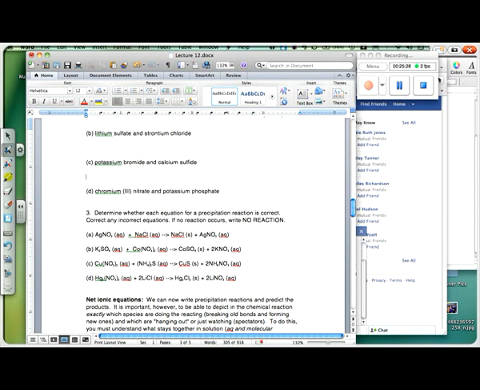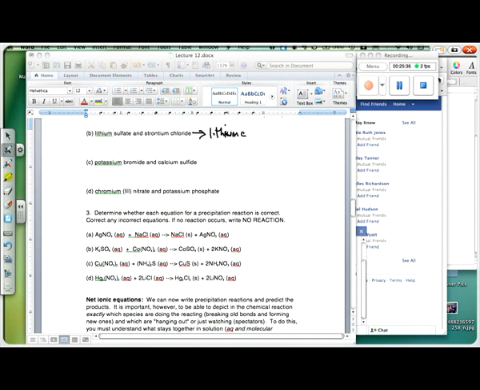Writing our products. Lithium chloride. And lithium is a group 1, so pretty much anything it's with will be soluble. So lithium chloride is aqueous. And strontium sulfate is an exception with the sulfates, so that is our solid. Strontium sulfate, solid. And now we're going to translate those into formulas.